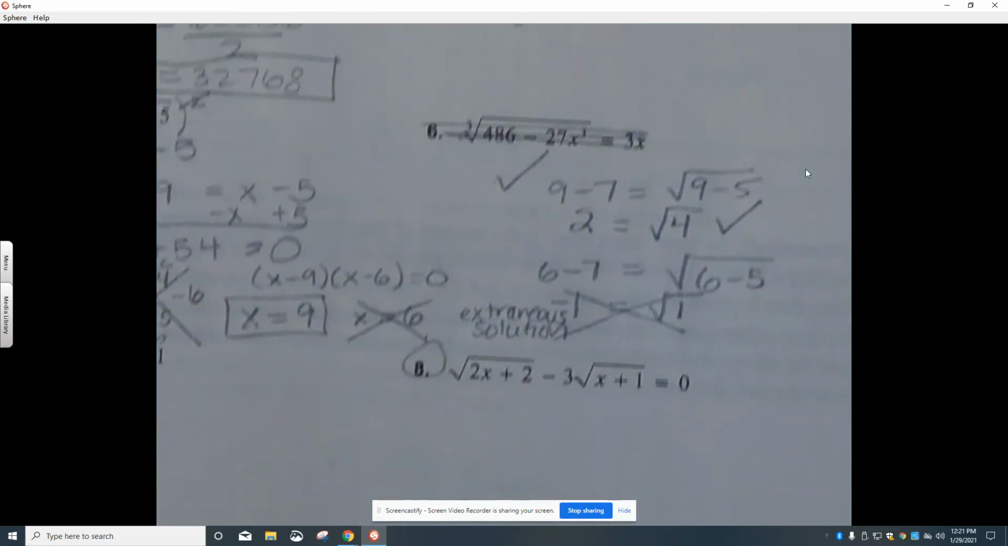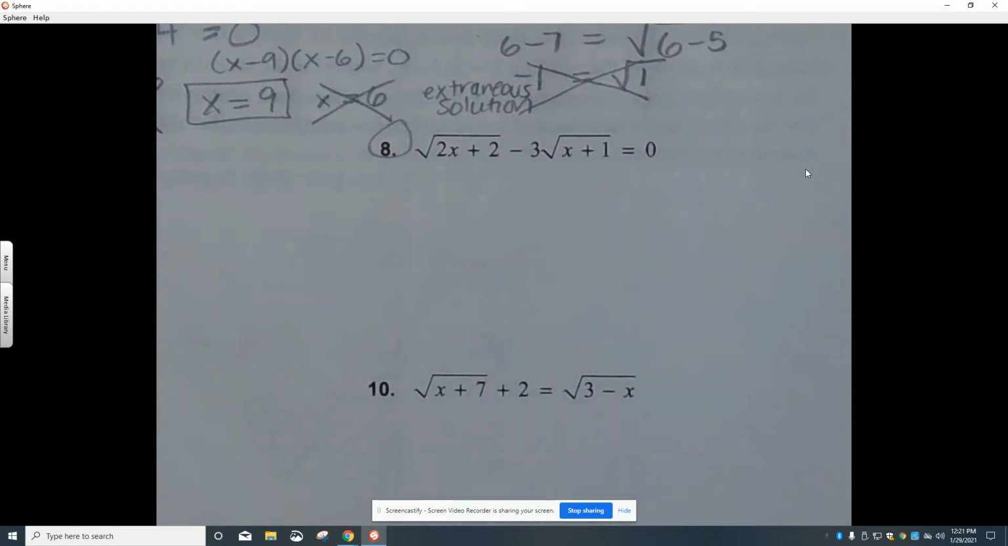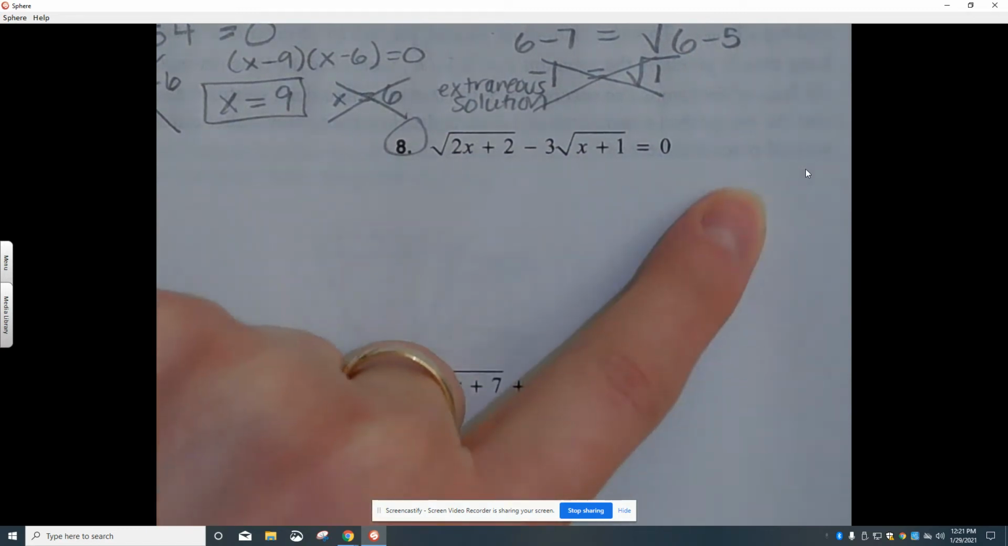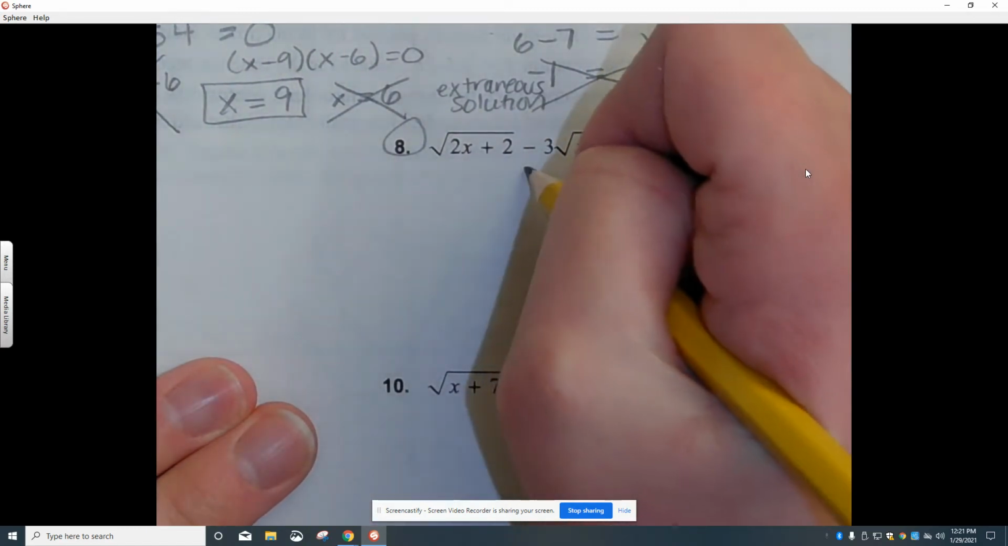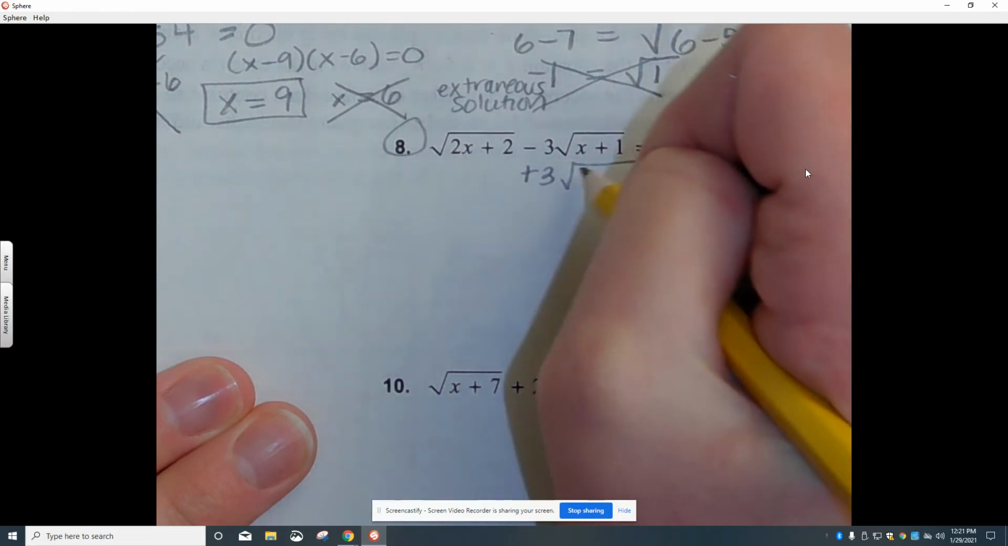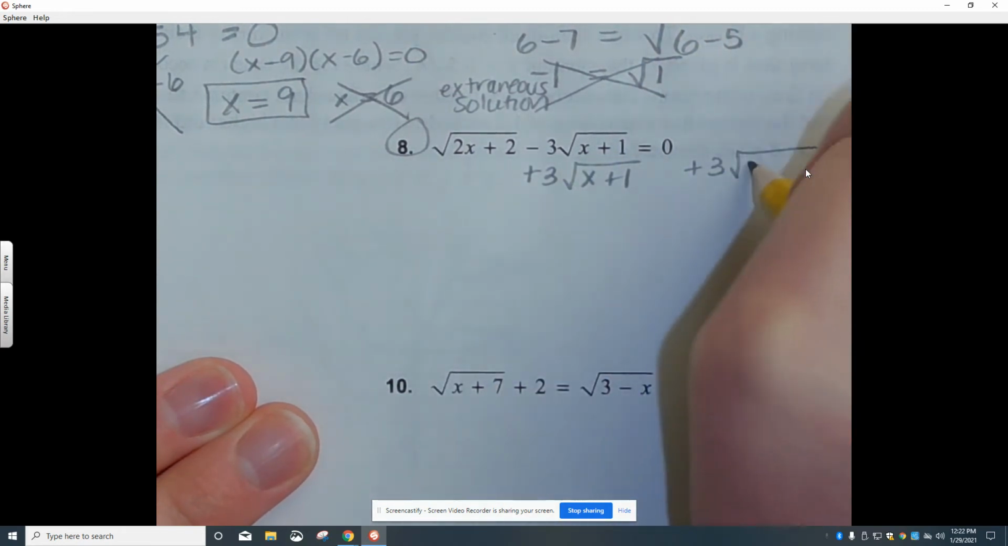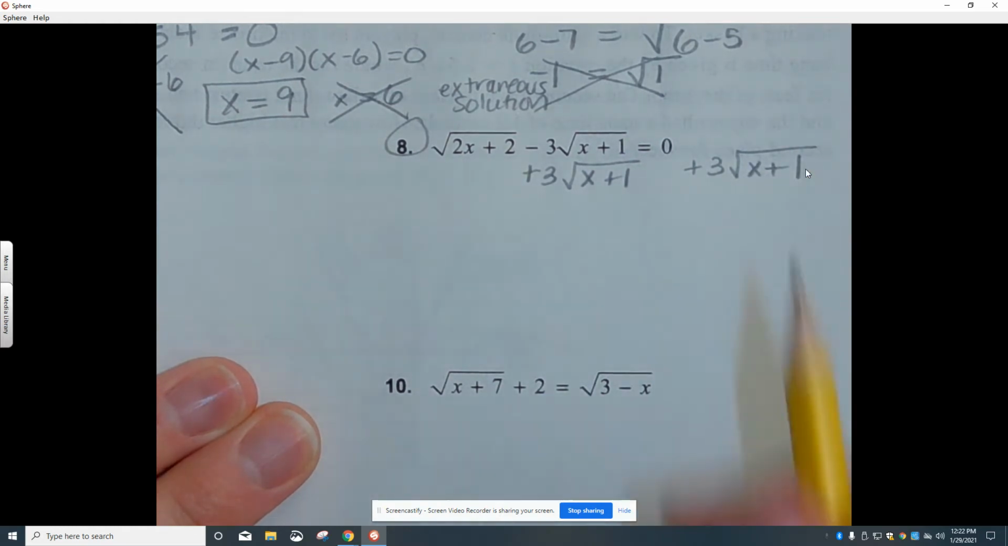All right. Let's look at number 8. So number 8 has two radicals in it on one side. So in order to actually get rid of the radicals, we do need to move them so that they're one on each side. So first thing we'll do is kind of like what you normally do when you solve equations. You're going to move something over to the other side. So we're going to add 3 times the square root of x plus 1 to the other part of the equation. So it looks like this.